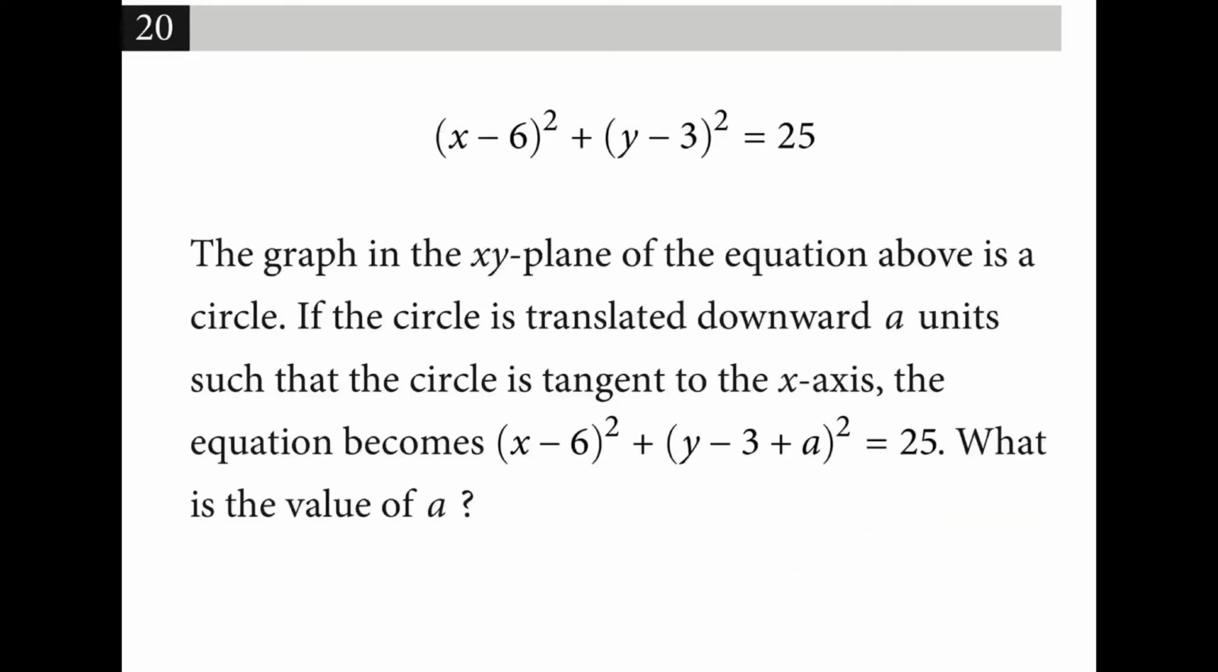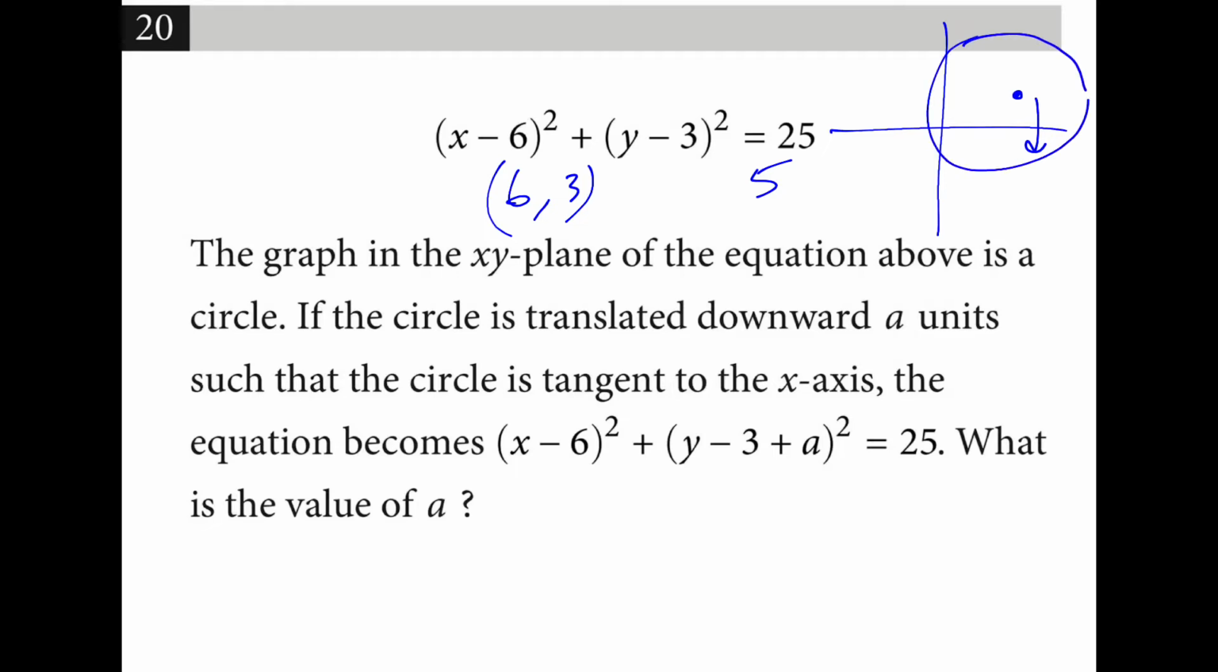So this graph has a center of (6, 3) and a radius of 5. We're going to move it down a units so that it's tangent to the x-axis. Or in other words, right now, our distance of 5 looks kind of like this, and we want the top of the circle to be touching like this.